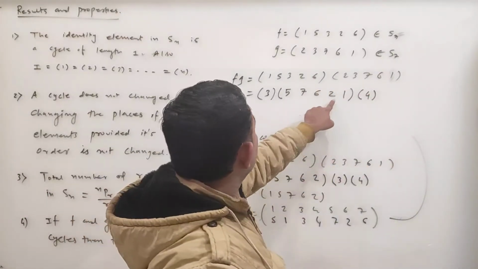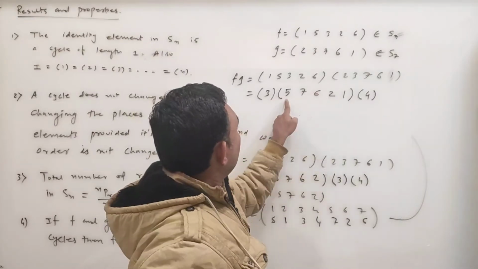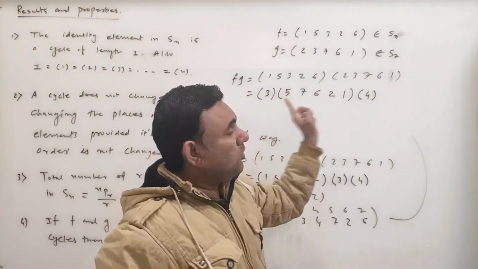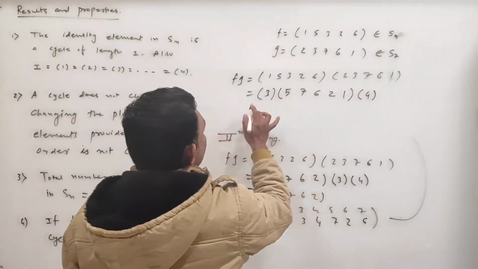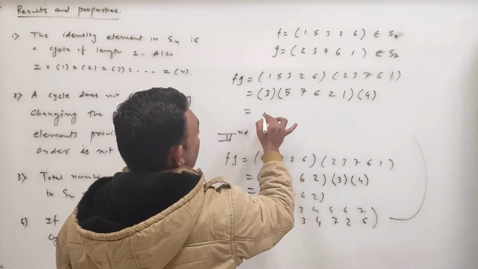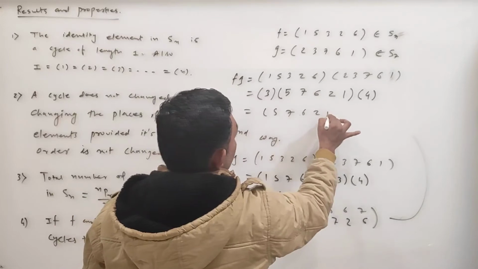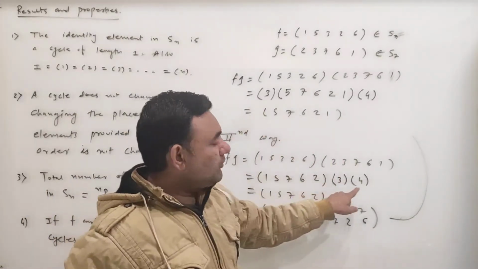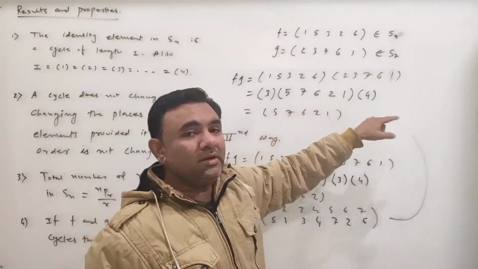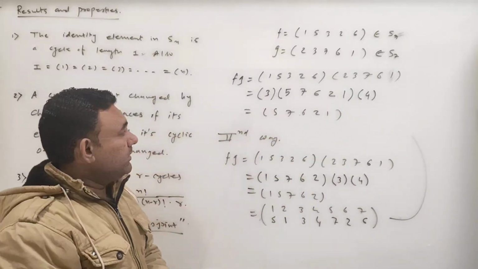Now 1 2 3 4 5 6 7. All objects are covered. And here 3 and 4 represent the identity, so no need to write this 3 and 4, so it is just 5 7 6 2 and 1. And here also we get 3 4. See, you can compare. Here 3 4 at last, but here 3 and 4 are at the beginning and at the end.